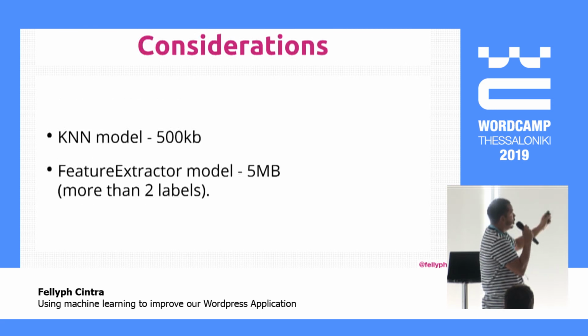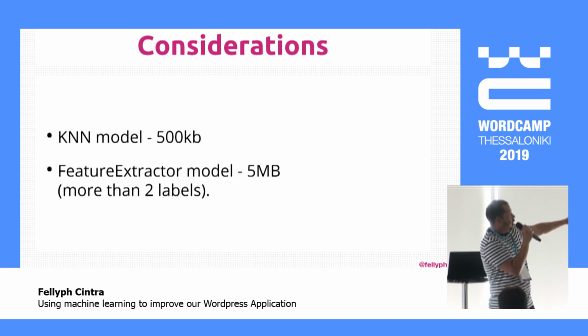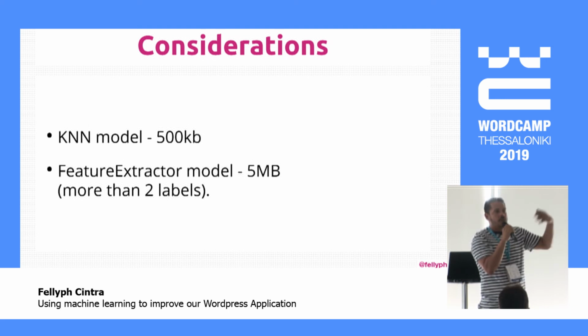And the thing that I mentioned before is the KNN. The KNN is like someone with the left hand and the right hand. It's not like Fellyph. The feature extractor goes much deeper, and the size of the model is like 5 megabytes when I go beyond 2 products. Because when I start going through different layers, the size of my model grows exponentially.